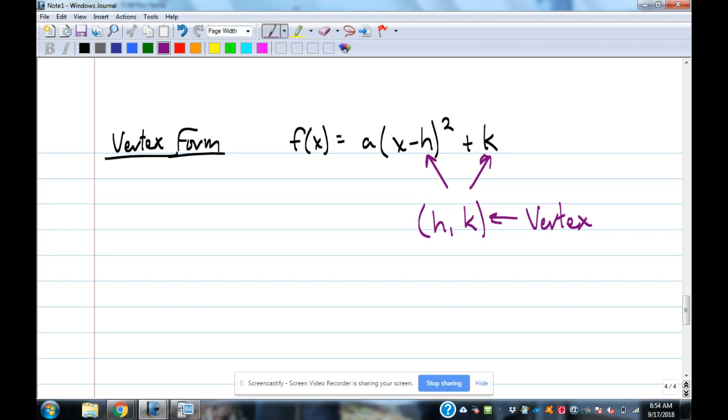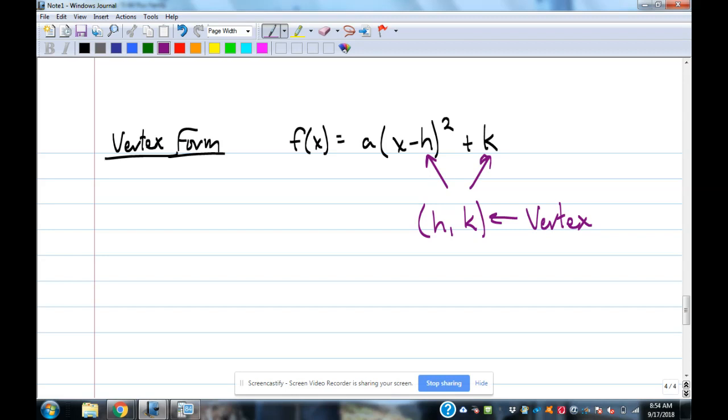So if it's +7, we're going to take +7. If it's -5, we're going to take a -5. So opposite on the inside, same on the outside. We're going to look at an example of that.